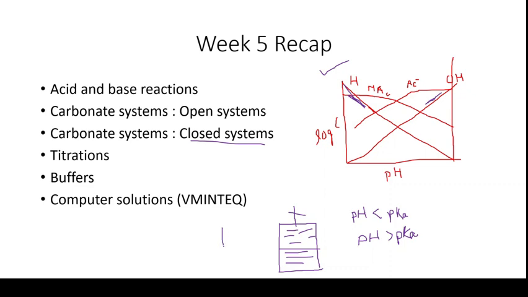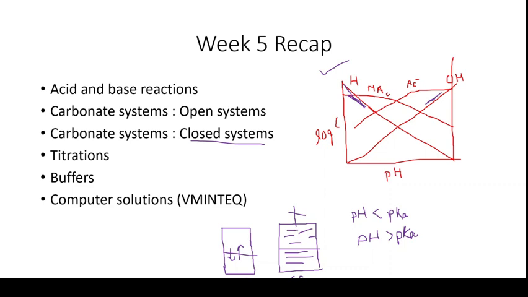But what happens in an open system? In an open system, interaction between the atmosphere and the aquatic system is allowed. So either the carbon dioxide can come in or the carbon dioxide can go out depending upon the concentration. So this is an open system. An open system is a bit more complex than the closed system. Okay.